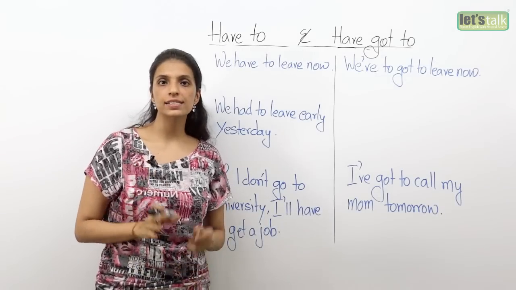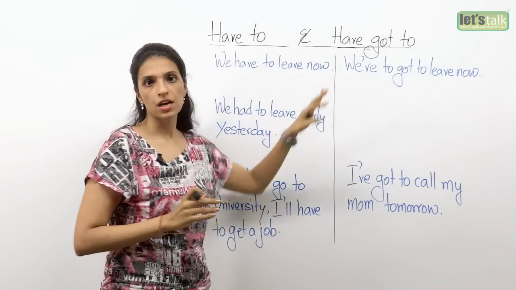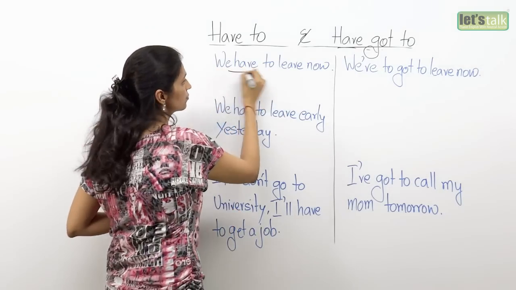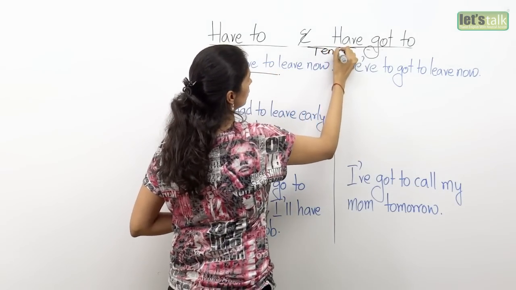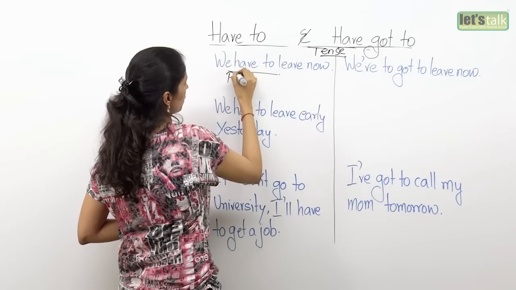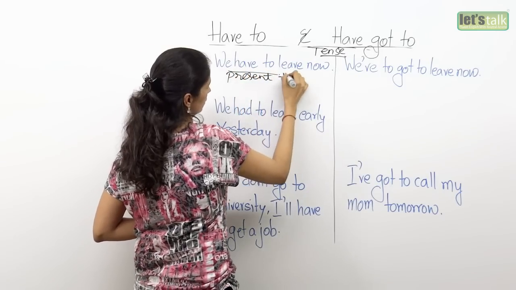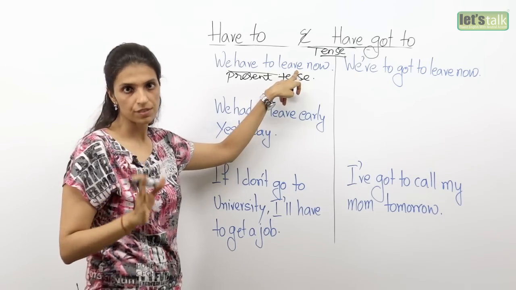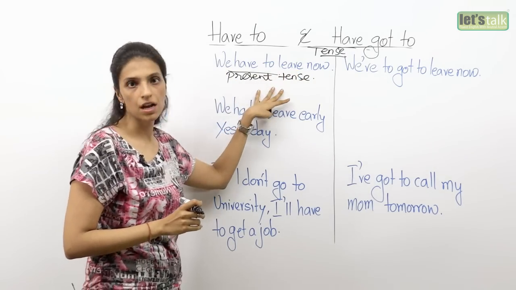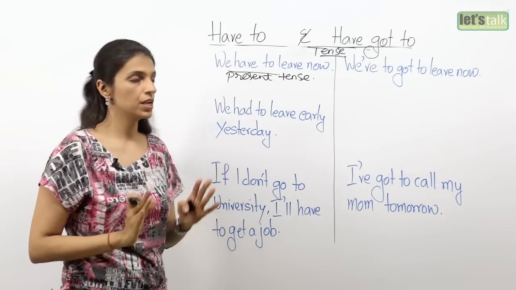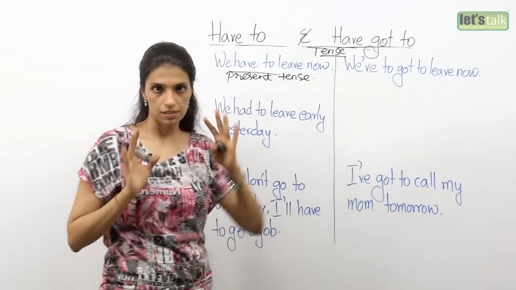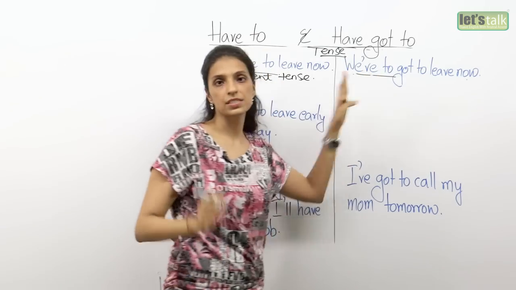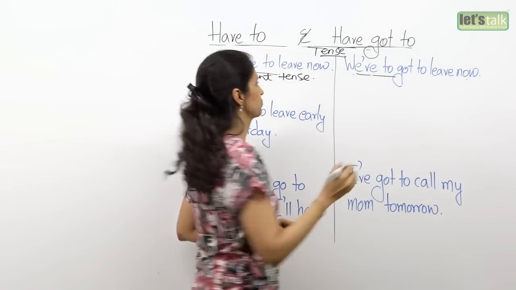Now let's take a look at how these two structures are used in different tenses. We have to leave now. If I say we have to leave now, this is the present tense. Like I said, remember to put this in the base or the infinitive form. We have to leave now, a present obligation. You can also use have got to in the present structure. We've got to leave now, so that's a present obligation. We've got to, we have to.